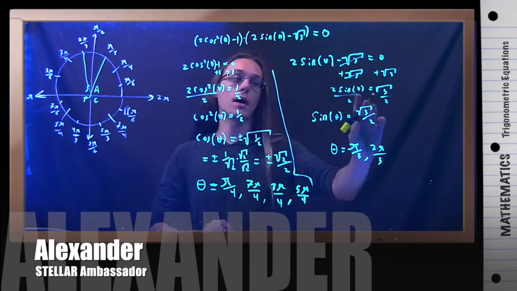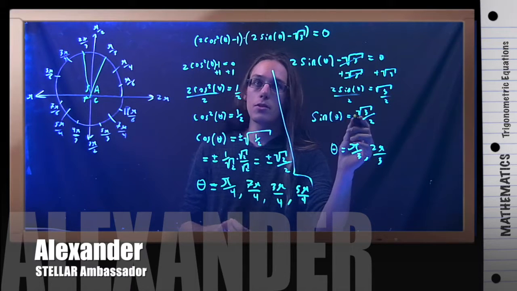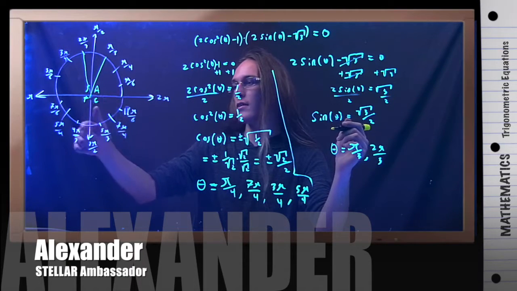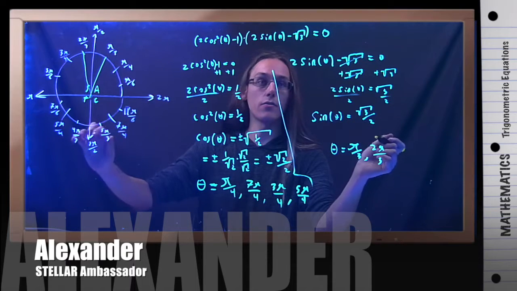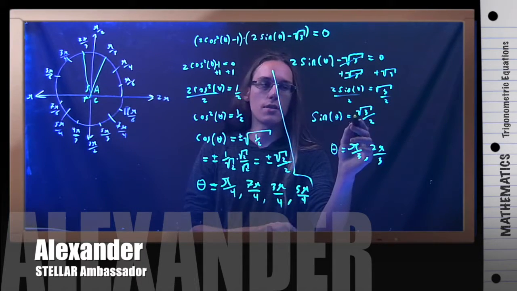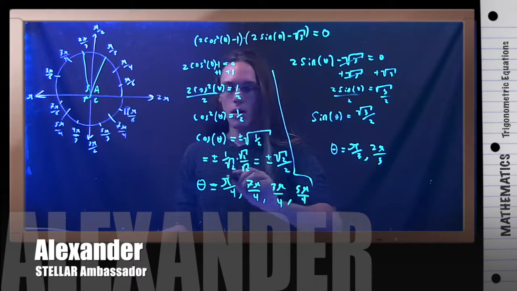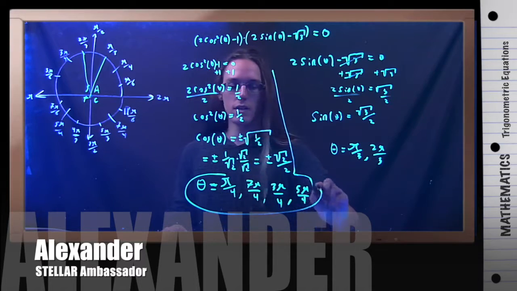Since this one is only positive square root of 3 over 2, those are my only two angles. If I had a plus or minus, I would also find the angles that give me negative root 3 over 2, which would be right here. But since this is positive, I don't want those angles. Those will not give me 0, only these will. So your final answer would be all of these angles.